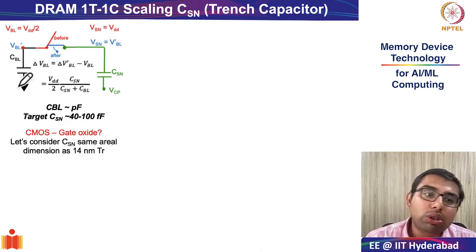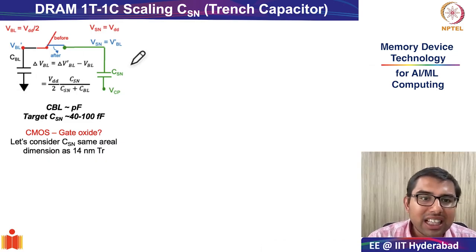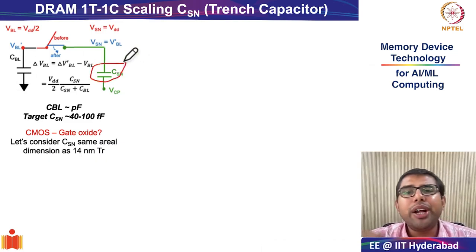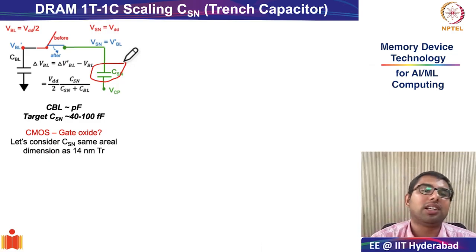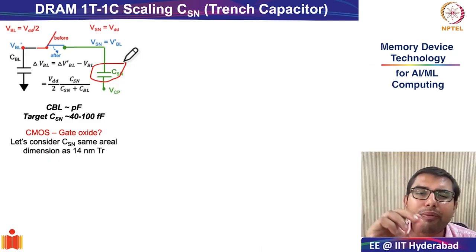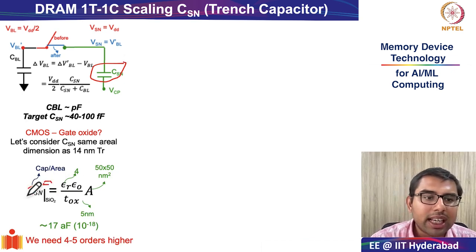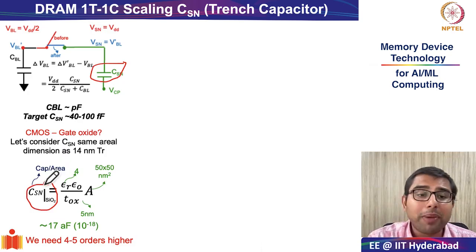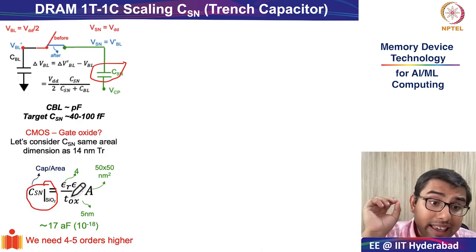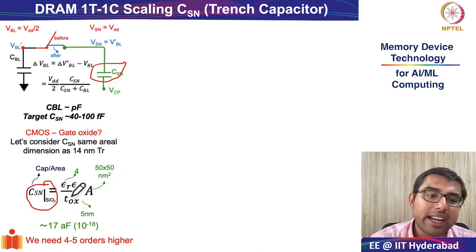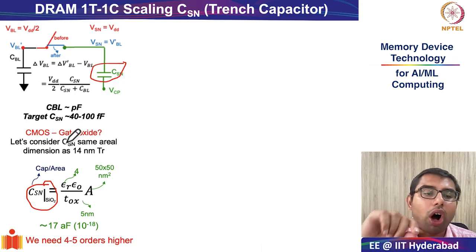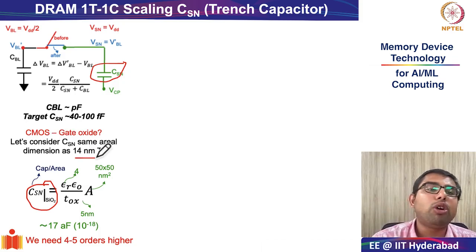So why can't you use the CMOS gate capacitance itself for making this storage node capacitor, and why do you need to go to really complicated designs? And the answer lies in doing some very basic math. So let us do the math. What I have tried to find out is the net gate capacitance of a transistor oxide in the 14 nanometer FinFET node.